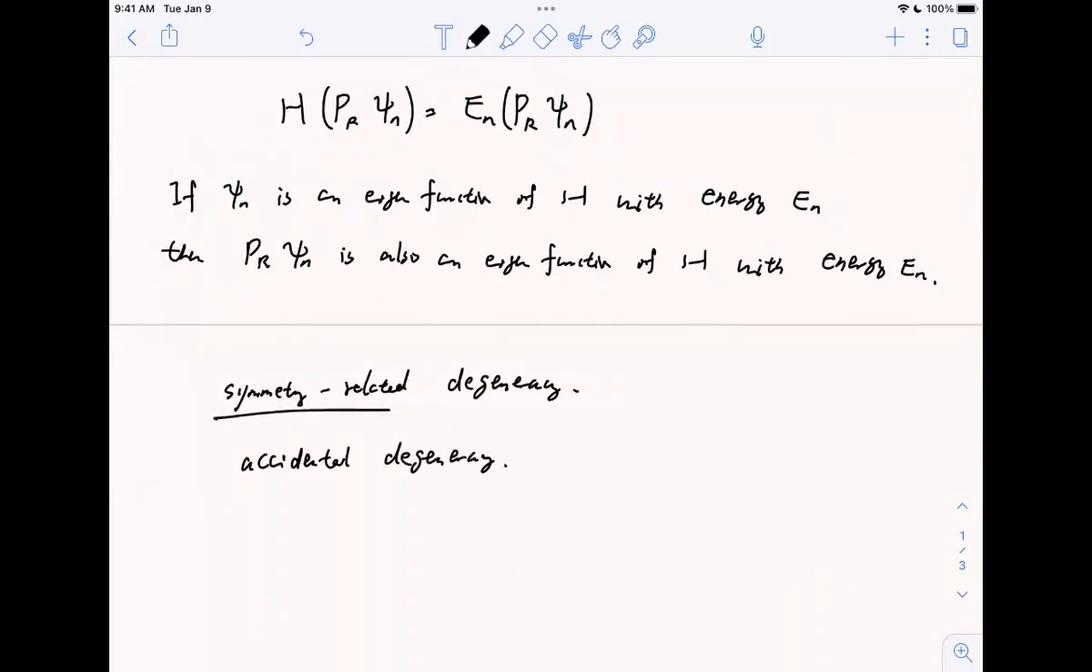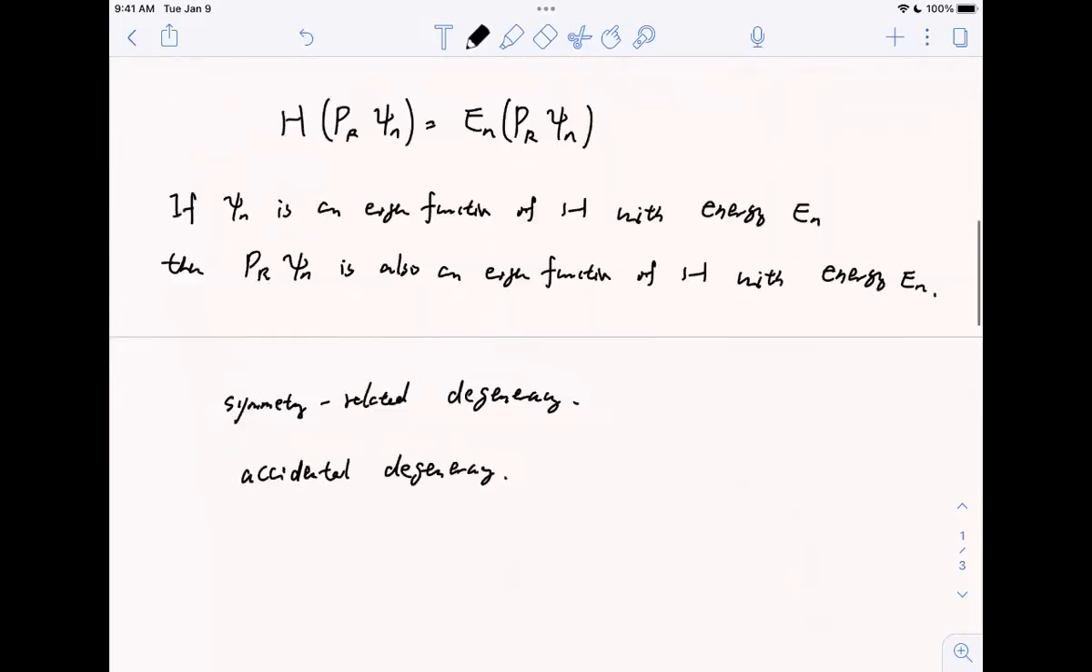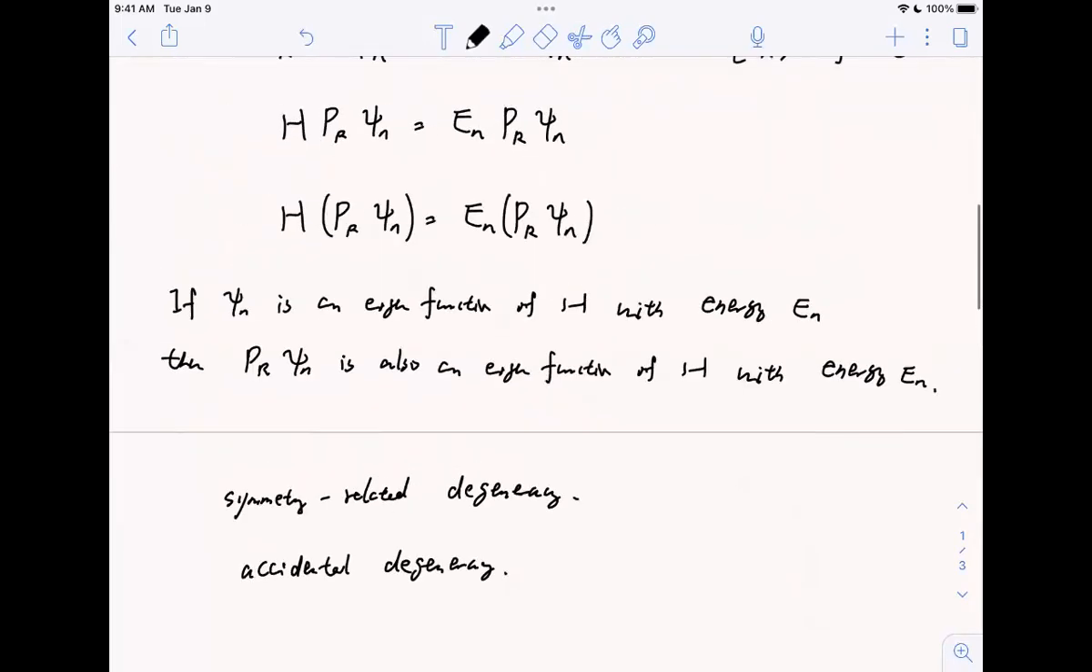So what do you mean by symmetry-related degeneracy? As long as two degenerate states are connected by a symmetry operation, they are called symmetry-related degeneracy. This kind of degeneracy is very robust. As long as you have the symmetry, the degeneracy is always there, and the only way to break the degeneracy is to break the symmetry. So this is what we're interested in.